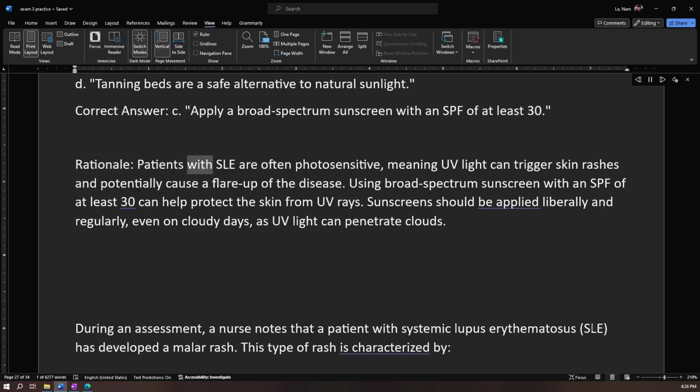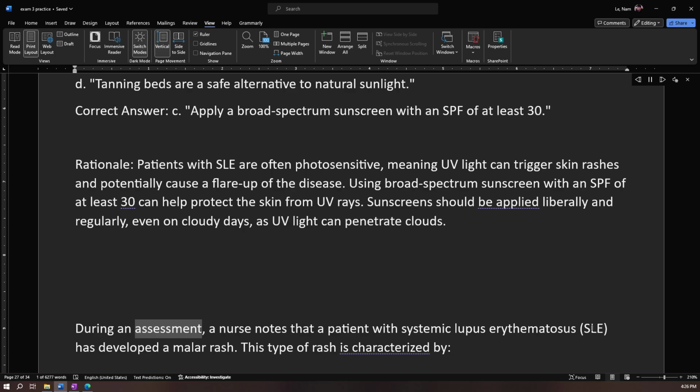Rationale. Patients with SLE are often photosensitive, meaning UV light can trigger skin rashes and potentially cause a flare-up of the disease. Using broad-spectrum sunscreen with an SPF of at least 30 can help protect the skin from UV rays. Sunscreens should be applied liberally and regularly, even on cloudy days, as UV light can penetrate clouds.